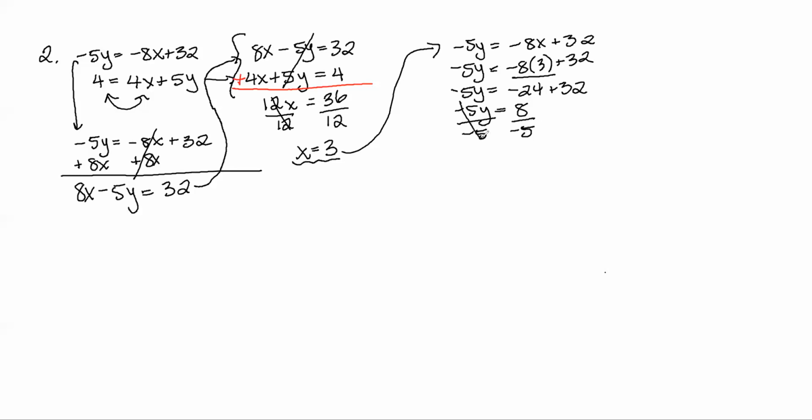And this one does give us a fraction answer, which is perfectly fine. We get negative 8/5. So our answer as an ordered pair is the point 3, negative 8/5.